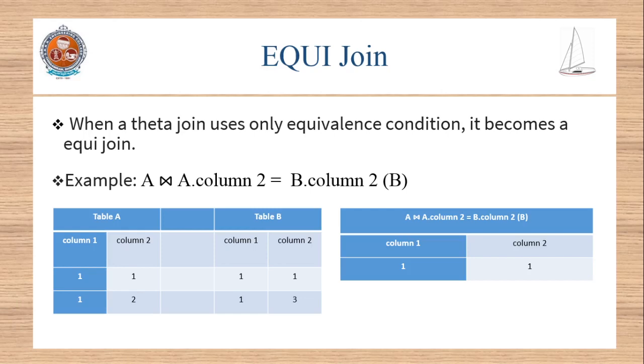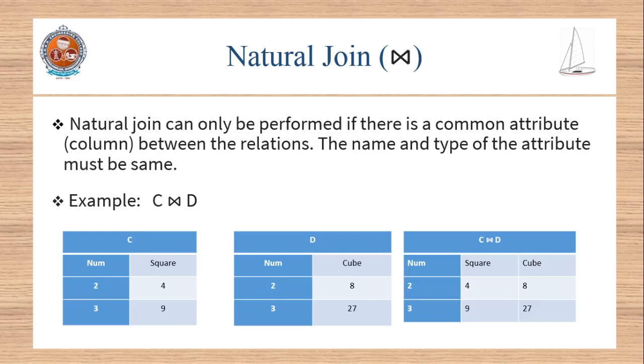Now we will move to the third type of inner join, that is the natural join. This can be performed if we are having at least one common attribute in both the relations present for performing this join operation. Common attribute in the sense the name of the attribute and the type of the attribute must be the same in both the relations.